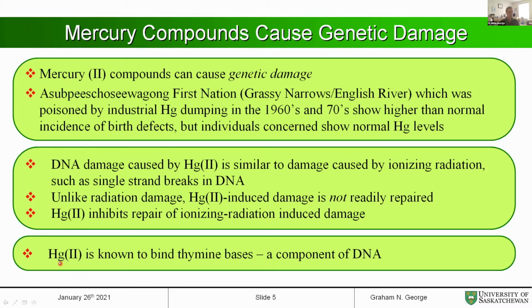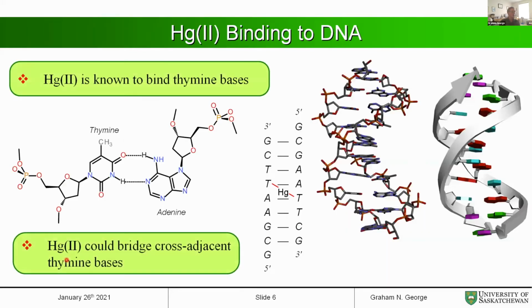Now, where we started this whole business is mercury is known to bind thymine bases, which is a component of DNA. Here's my primer on mercury, on DNA structure and possible places mercury might bind. This is a cartoon of the familiar structure of DNA, and you all probably know it. It's characterized by A, T, and GC base pairs in the double helix.